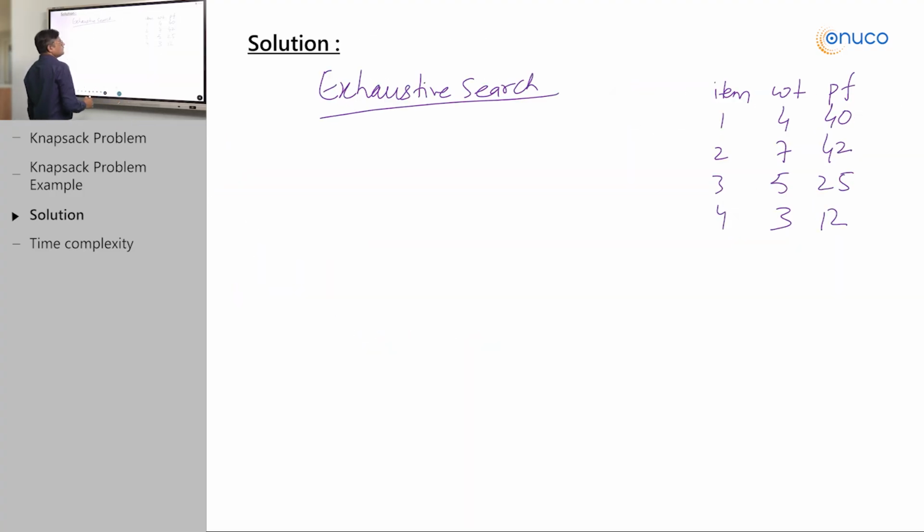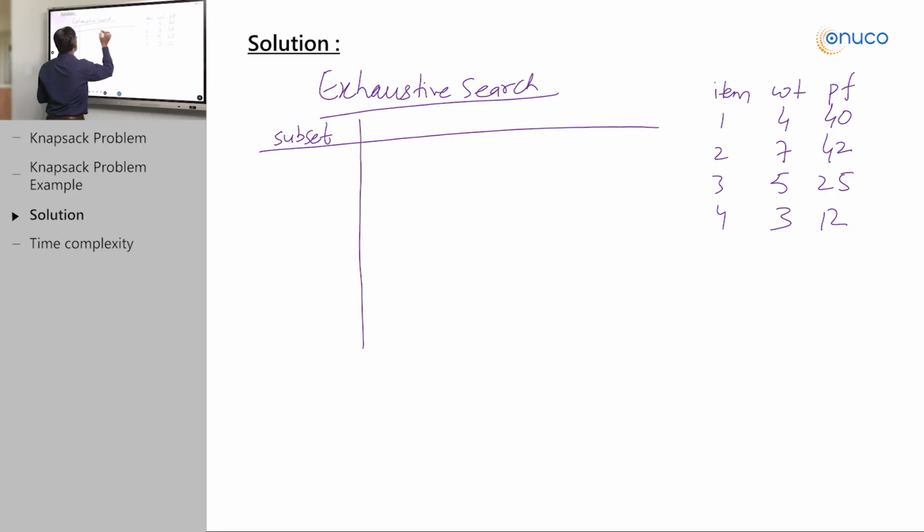So exhaustive search says that we have to find and work on all the possible subsets. Since we have 4 elements, how many subsets will we get? 2 to the power 4, so 16 subsets. So we have the total number of subsets, and we are going to find out the total value or profit if it fits.